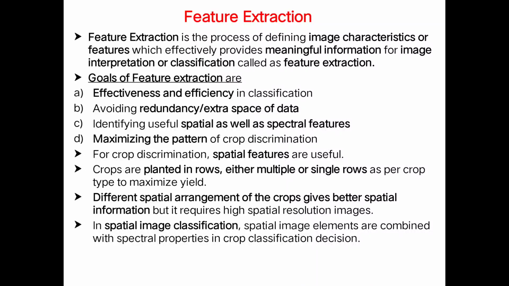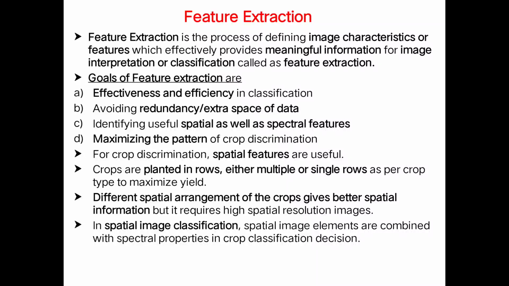Then for crop discrimination, the spatial features are very useful. The crops are planted in rows, either multiple or single rows as per the crop type, to maximize the yield of the crop. Different spatial arrangements of the crops give better spatial information, but it requires high spatial resolution images. That means whatever the spatial arrangement of the crop, it will provide spatial information, but providing this information requires high spatial resolution images.